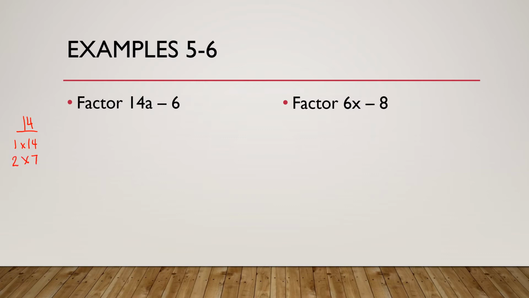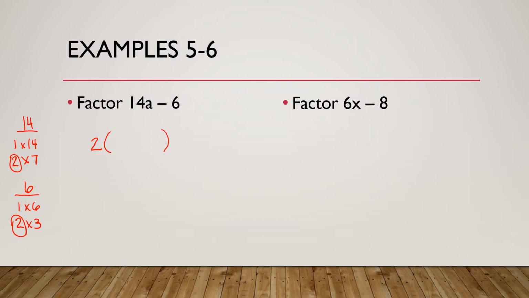2 times 7 would give us 14. Okay, then our factors of 6 will be 1 times 6. Again, you can't use the 1. You could use 2 times 3. So what is the greatest number that they both have in common? Well, in this case, it's only the 2. So we're going to factor out a 2.